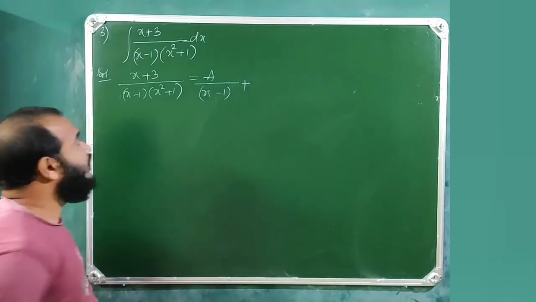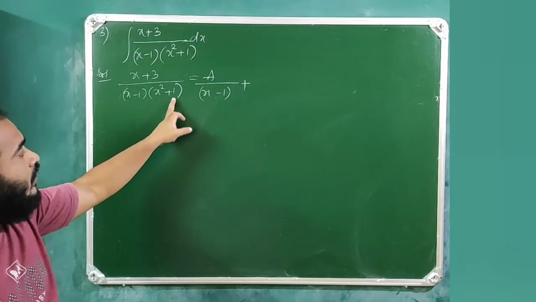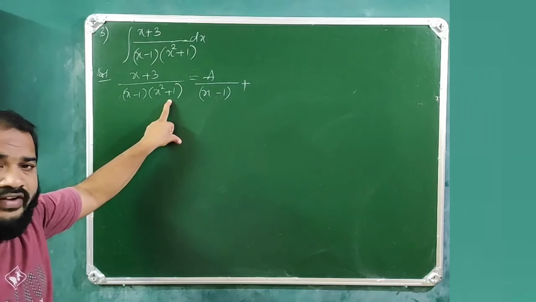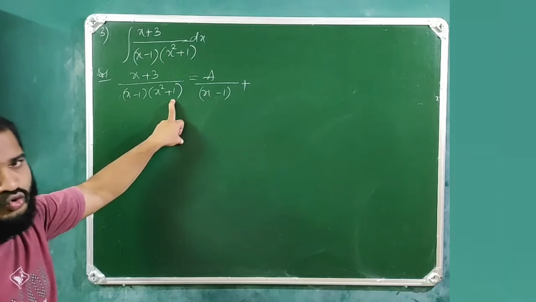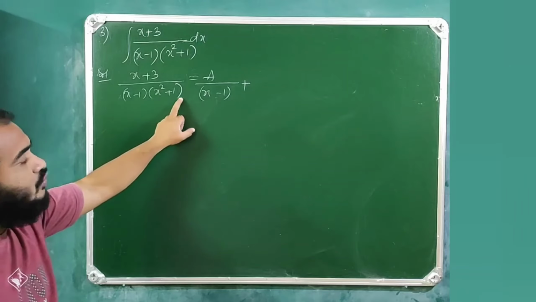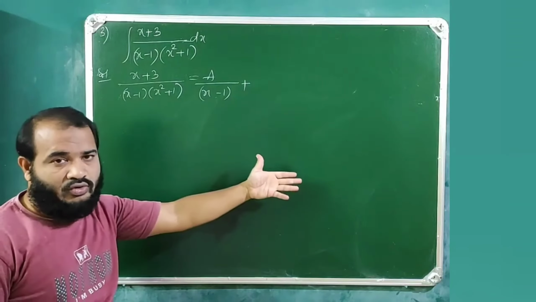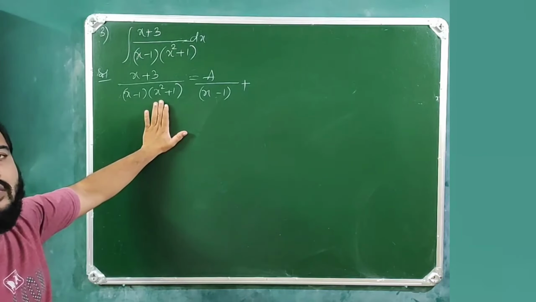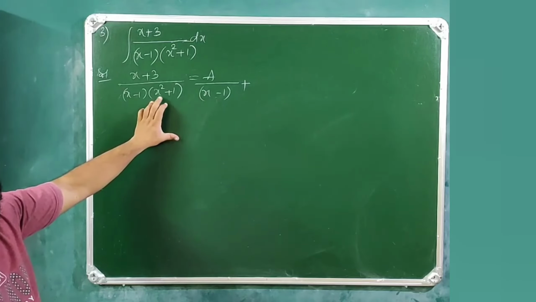plus, x square plus 1. This is a non-repeated irreducible quadratic factor. Why irreducible quadratic factor? X square plus 1 does not have real roots. Of course, what complex roots do we have? X square equals minus 1, x equals root of minus 1. So that is the imaginary root. So here we are not getting real roots. Okay, so this is irreducible.